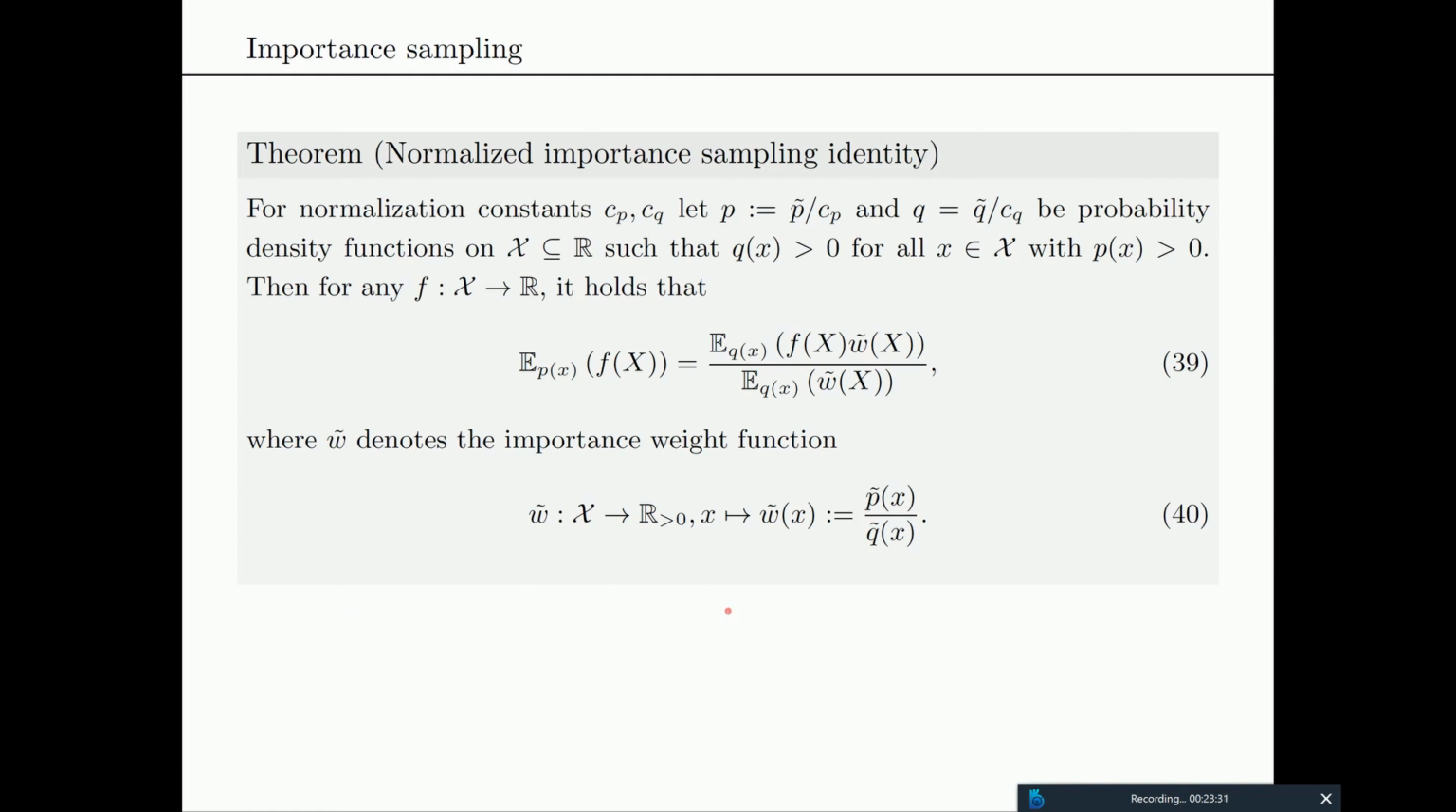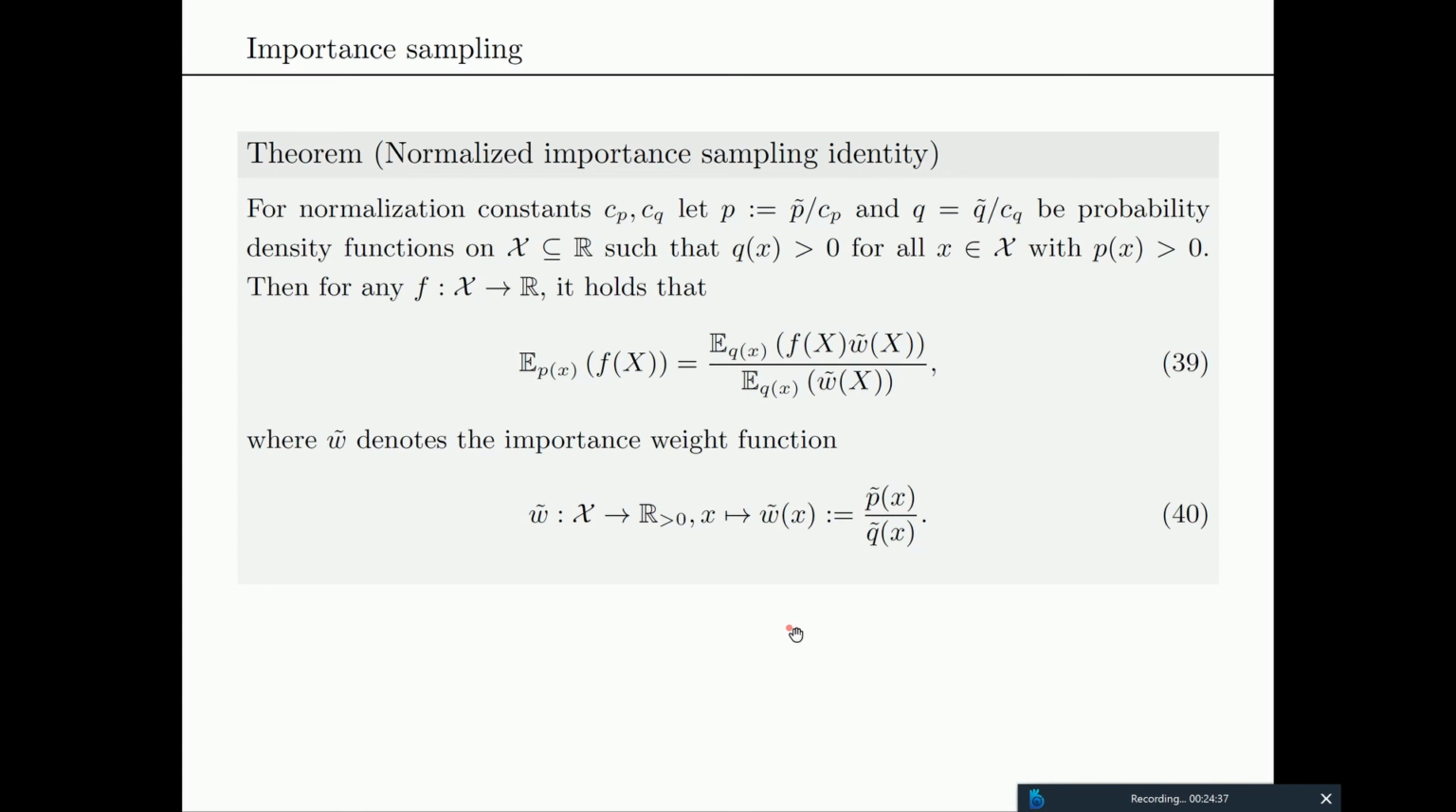Now this thing, we don't have to go into that much detail, but this is normalized importance sampling, and here the point is that you don't need to know the normalization constants for either p or q, because essentially they cancel out. It's shown on the next slide. This is, for example, helpful if you want to compute a posterior expected value, but you only know the posterior distribution up to the normalization constant, because you only know the prior and the likelihood, and you don't want to solve or evaluate the normalization factor.